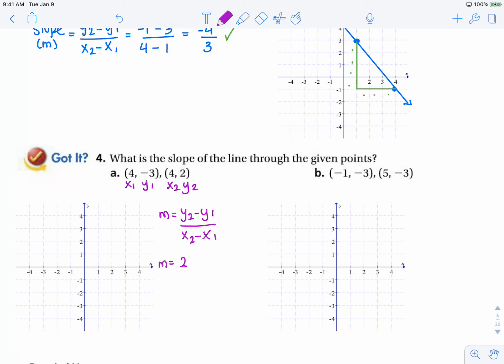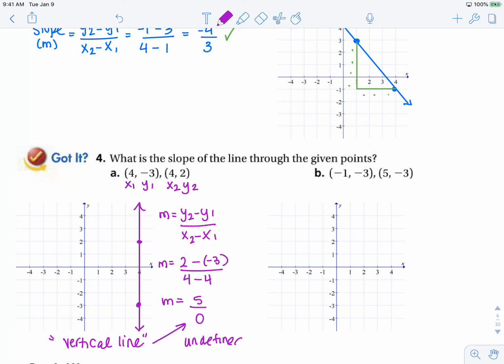So our slope is 2 minus negative 3 over 4 minus 4. So our slope is 5 over 0. So let's take a look at what that looks like. So we have our points (4, negative 3) and (4, 2). So this is called a vertical line. And vertical lines always will have slopes with denominators of 0, and that is called undefined slope.